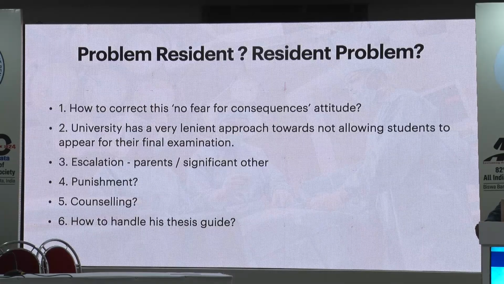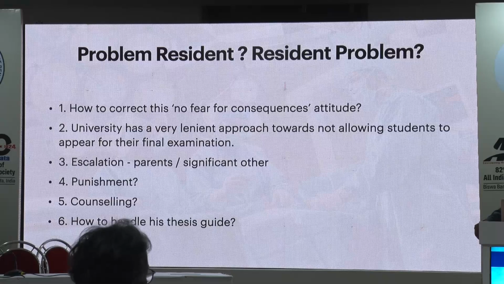Any comments? How do you deal with a resident who seems to be otherwise okay, but is just missing without any excuse, no remorse, uncontactable? What do you do? I'm sure everybody's looking at me like I had the blessing of having such a resident. So like I said, now it's come back to haunt me again.